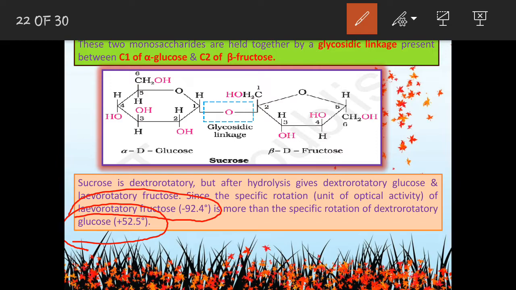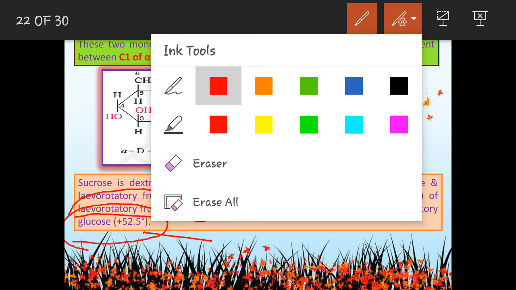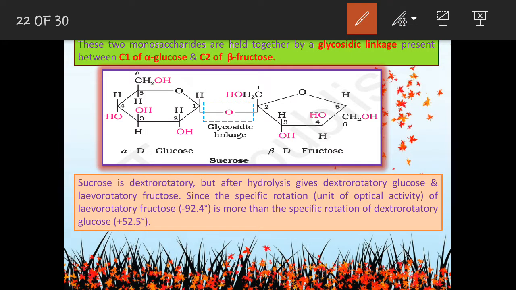52.5 degree. So now look here, minus 92.4 is the specific rotation of fructose, plus 52.5 is the specific rotation of glucose. Which value is more? Which value is higher? Minus 92.4 or plus 52.5? And one thing, don't look at the sign. Minus sign indicates levorotatory, plus sign indicates dextrorotatory. Leave the sign aside, compare the 92.4 value with the 52.5 value. Definitely the 92.4 value is higher, no? Its specific rotation is higher than the dextrorotatory glucose.